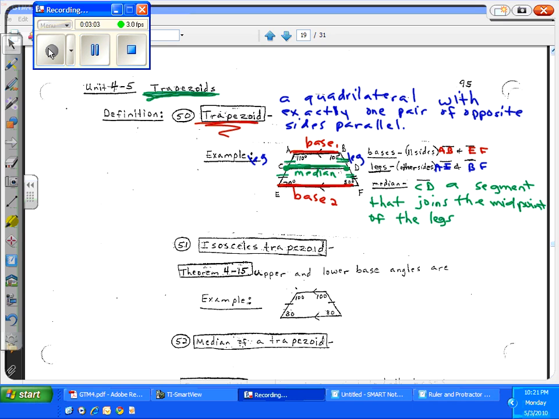So a trapezoid is a quadrilateral with exactly one pair of opposite sides parallel, which means it's not a parallelogram. The opposite sides that are parallel are called the bases. The other two sides are called the legs. The segment that joins the midpoint of the legs is called the median of the trapezoid.